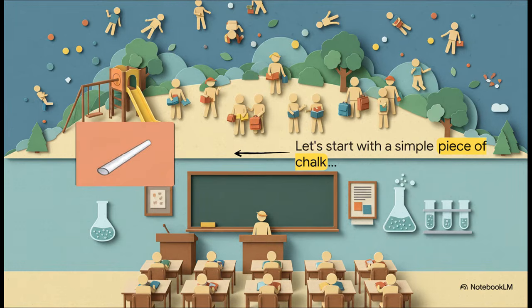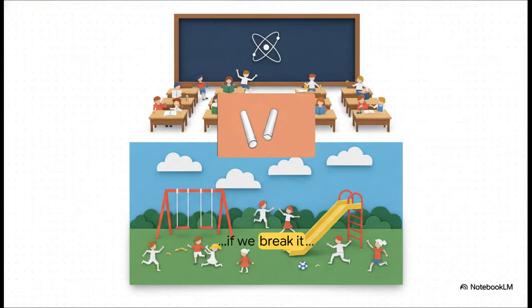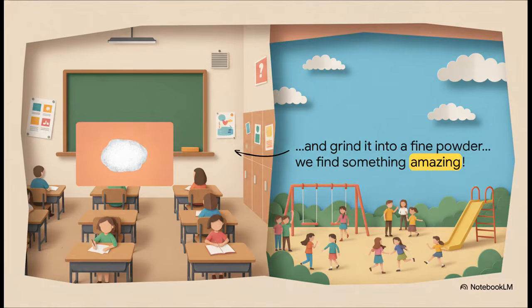It looks pretty solid, right? Like it's just one continuous thing. But let's see what happens when we take a closer look. Now, what if we just snap it in half? We just get two smaller pieces of chalk. Easy enough, right? But what if we keep on going? And if we keep grinding it down, we get this fine powder.